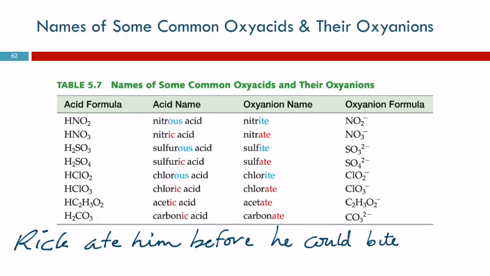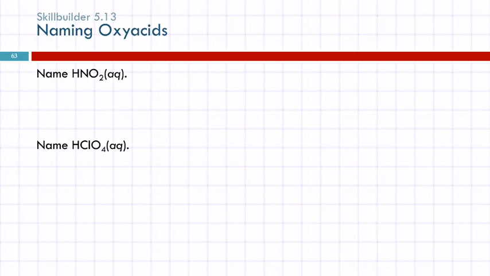So how's that going to help? Well, we have ite and us that belong together. Ite and us correspond. Ick and ate. So Rick ate. Ick, ate. If the anion ends in ate, you change the ending to ick. If the anion ends in ite, you change the ending to us. Rick ate him before he could bite us. Let's name these.